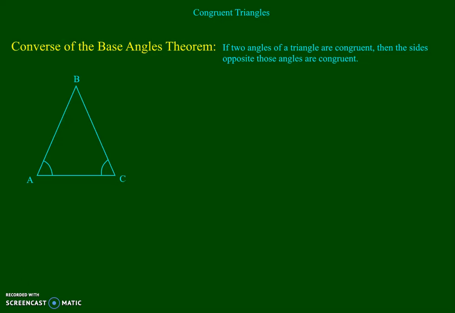This is part 6 of the series Congruent Triangles, and we're going to start this session with the converse of the base angles theorem. Remember that the base angles theorem said that if two sides of a triangle were congruent, the angles opposite are congruent. Well, the converse of that says that if two angles of a triangle are congruent, then the sides opposite are congruent. So, without further ado, let's go ahead and prove this theorem to see what's going on under the hood.